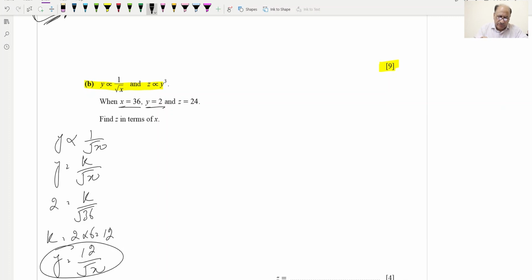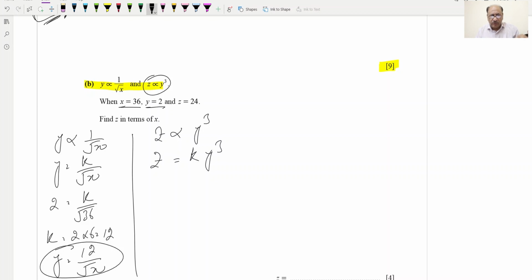They are saying find z in terms of x. So z is this one. We can take here z is directly proportional to y cube, and we can write z is equal to ky cubed, and we can write this in another constant, like for example, or even we can use k also. So y value is 12 over x under root.